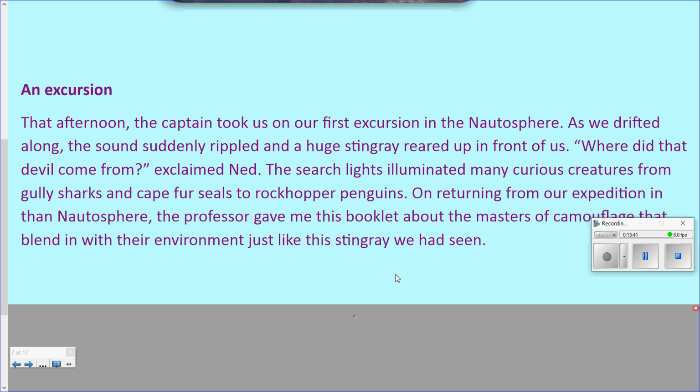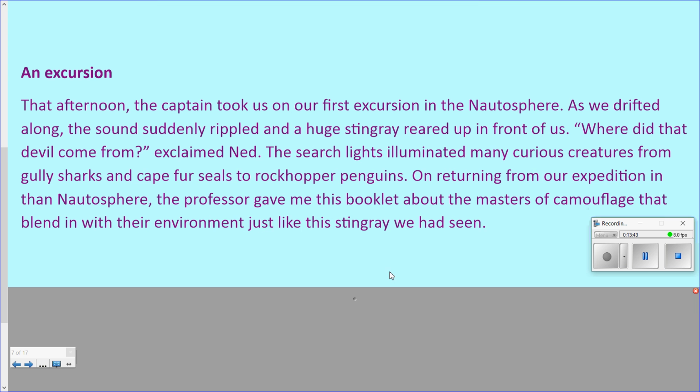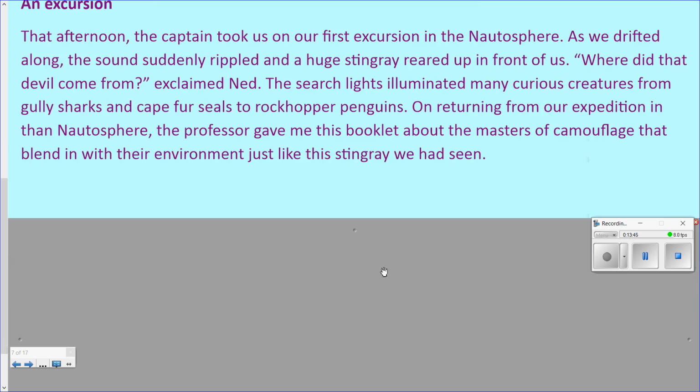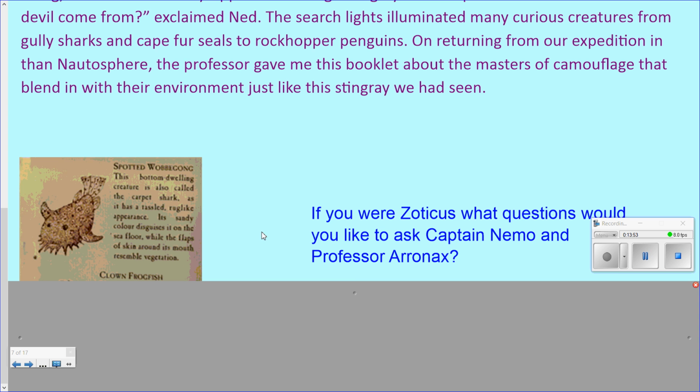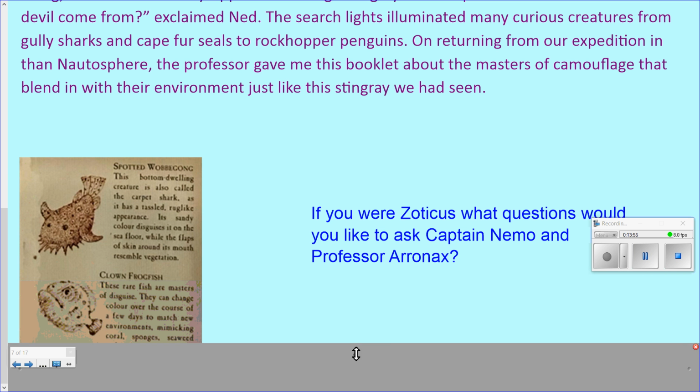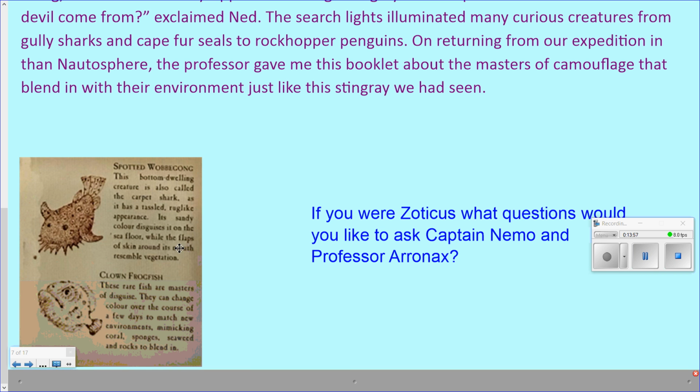On returning from our expedition in the Nautosphere, the professor gave me this booklet about the masters of camouflage that blend in their environment, just like the stingray we had seen. You can see here that in the book we have a booklet that's about 3 or 4 pages in depth, and it has lots of different creatures and information about them. Again, this is an example of an information text telling us about these different creatures.